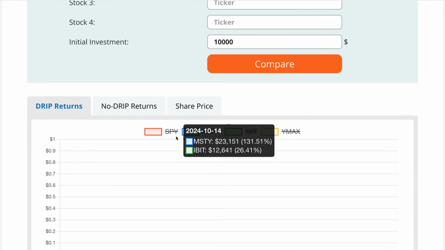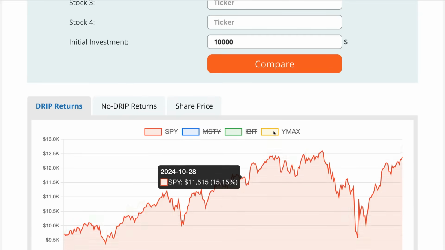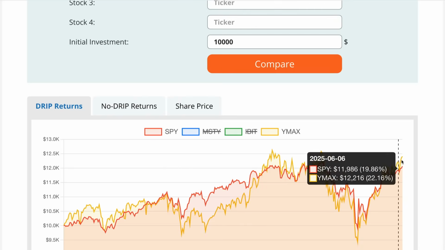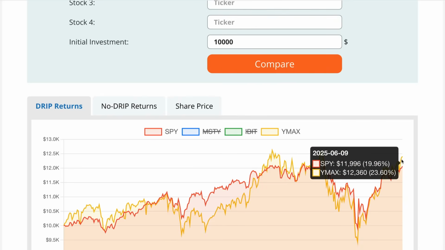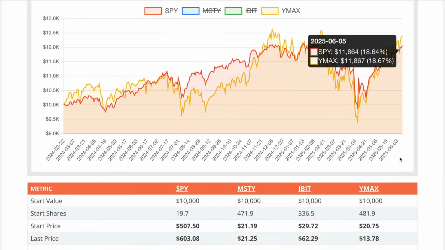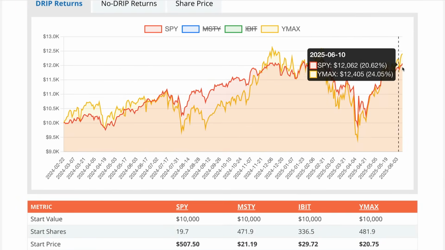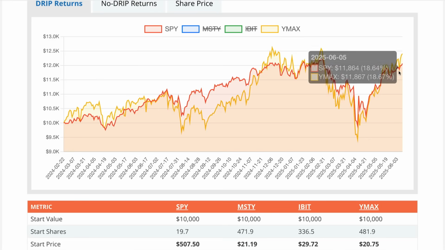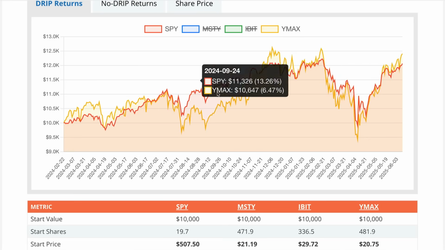Let's close the MSTY and IBIT and do SPY and YMAX. Bro, check this out. YMAX is performing on par with the market, even beating it a little bit, but you have to account for taxes. I know people on Reddit hate the word taxes, but you gotta pay them taxes, bro. If you include the tax, then it is not so good compared to SPY.